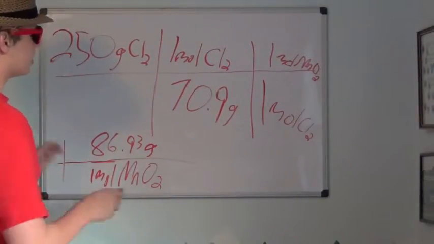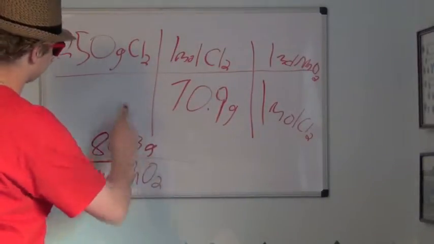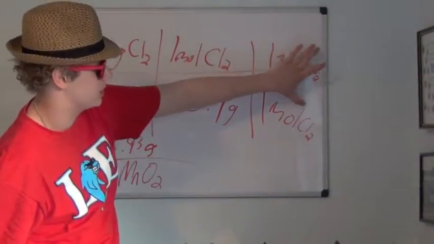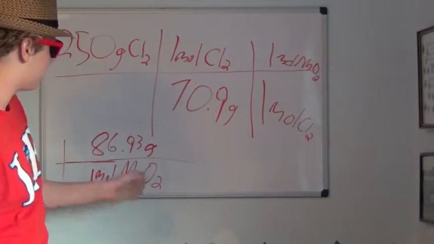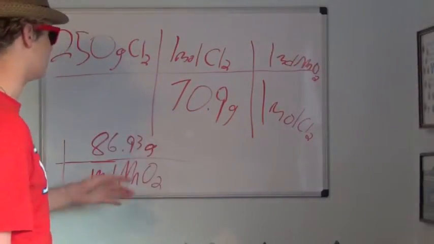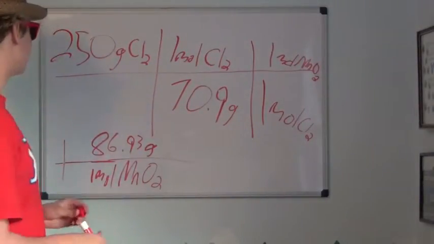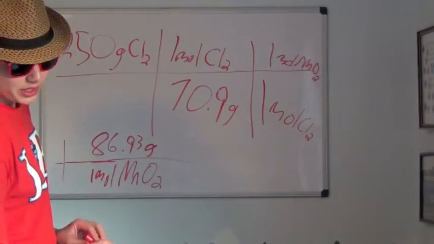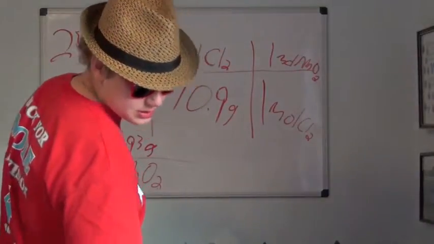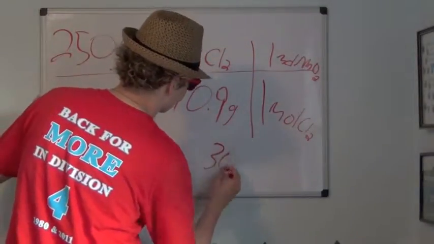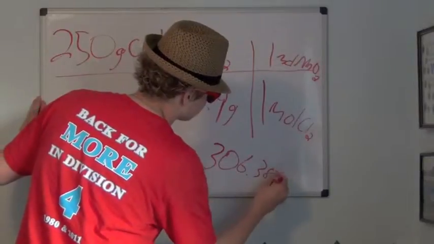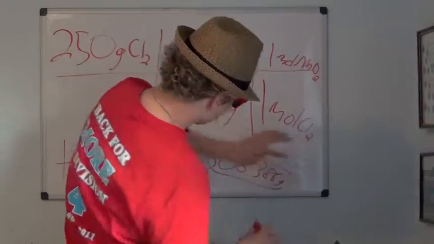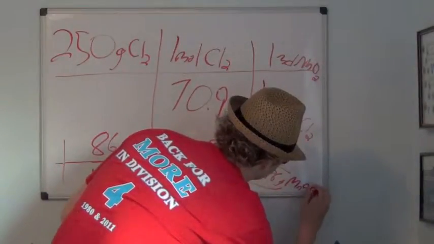Now what we do is we just multiply the top. So we multiply 250 by 86.93, because remember this part should just be over here, but my writing's too big. And then we divide by the bottom, which should be 70.9 times 1 times 1, so divide by 70.9. So 250 times 86.93 divided by 70.9 is 306.386 grams. And the correct way to write the answer would be grams of MnO2.